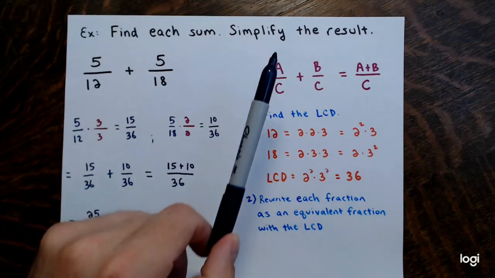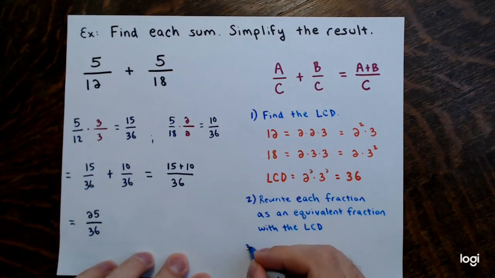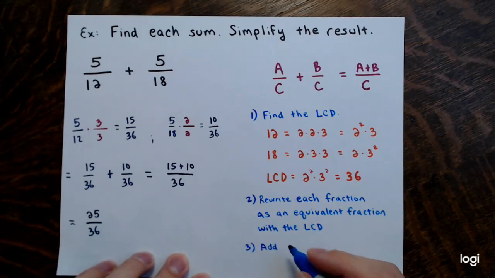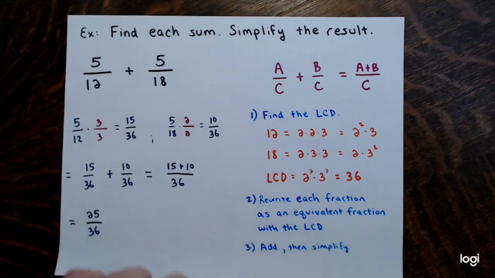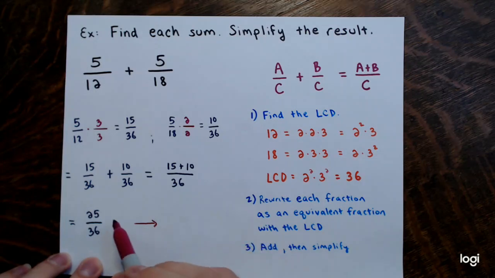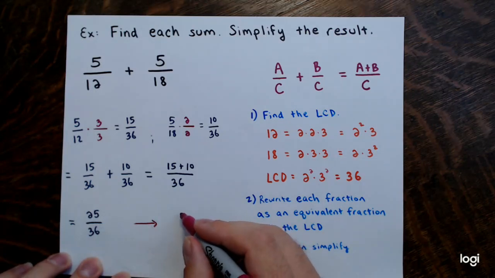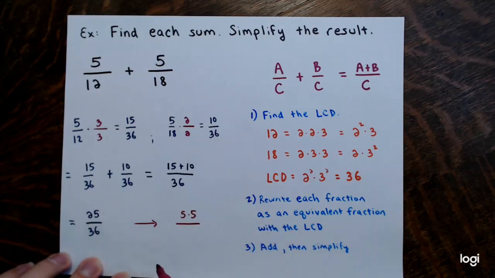Now let's see if we can simplify. I kind of skipped writing the third step here. So once you've got the same denominator, this LCD, then simplify if you can. What I mean by simplify is I want to divide out any common factors that the numerator and denominator have. So let's take 25/36. If you factor the numerator completely, that's 5 times 5.